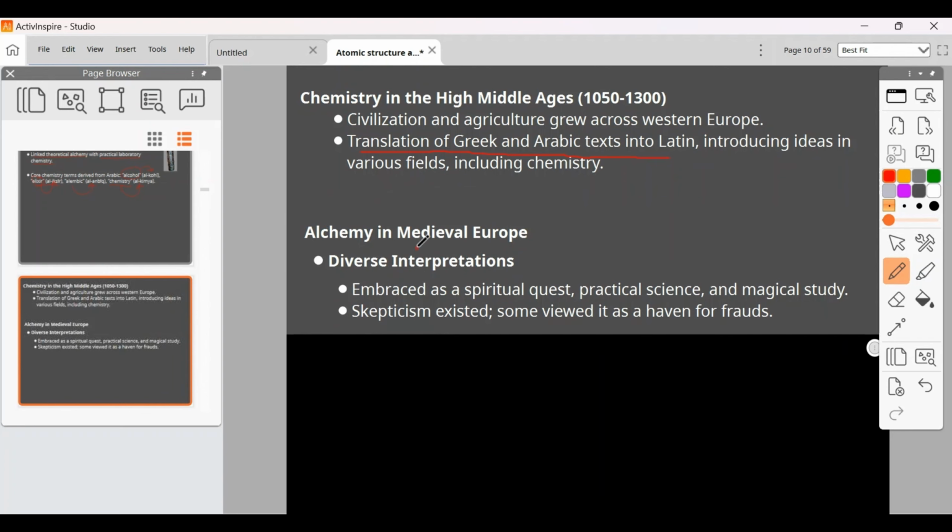So, alchemy in medieval Europe: diverse interpretations. It was embraced as a spiritual quest, practical science, and magical studies. This is why alchemy developed in medieval Europe. Skepticism existed. Some viewed it as a haven for frauds.